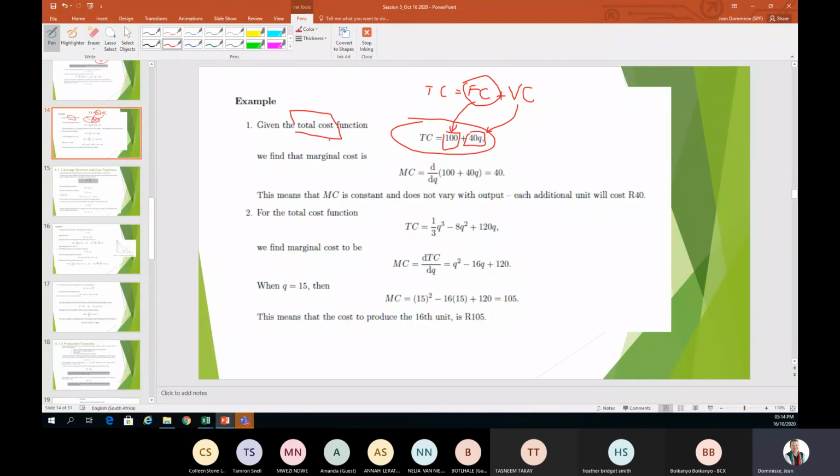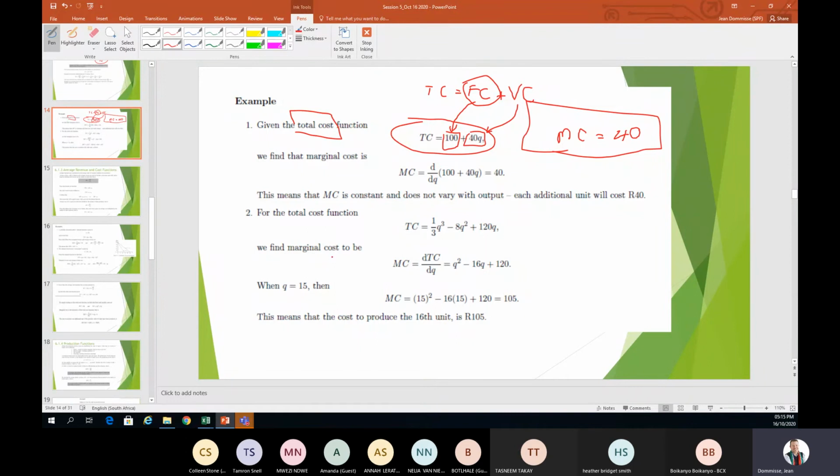So total cost, if we need to get to marginal cost, it is the differentiation of that. The 100 will fall away. The Q will be 1 minus 1. So the marginal cost of this total cost function will actually just be 40. Okay, so that is it. This one was a straightforward one. There's nothing in it other than that the marginal cost is 40.